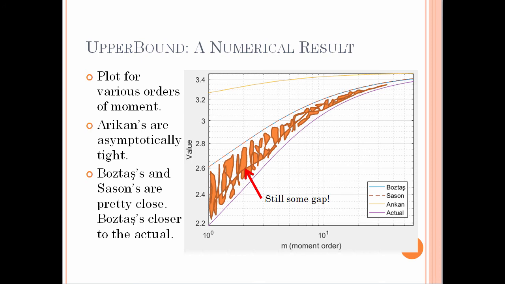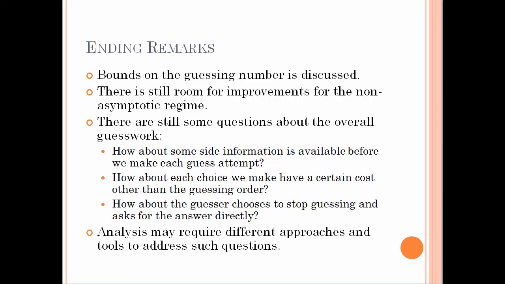Okay, however, there still seems to be a gap between the actual value and the available upper bounds in the non-asymptotic regime, considering those moments of guessing. In other words, for example, the 10th moment or less is usually more useful in our practical applications, so better upper bounds can further be investigated. Anyways, in this lecture we considered bounds on the guessing number and their improved versions. We concluded that there's still room for improvement in the non-asymptotic regime.